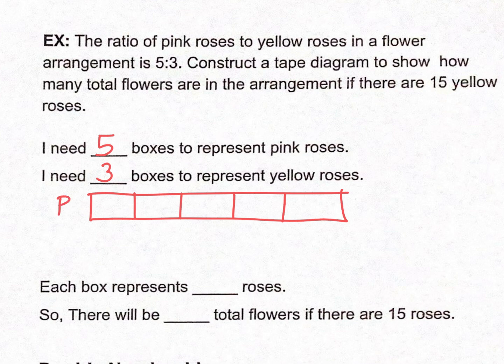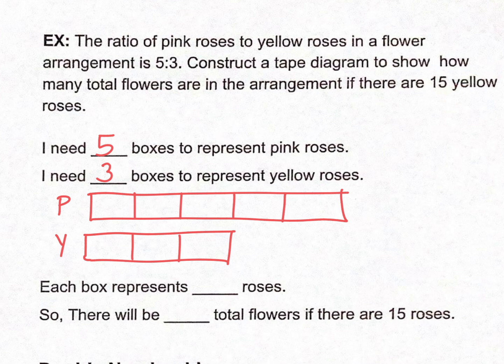And this is my pink. And I'm going to do the same thing for yellow, but I only need 3 of those. Okay. Each box, because it tells me in that second part of my example, it says I want to make a tape diagram to show how many total flowers are in the arrangement if there are 15 yellow roses. So I've only got 3 boxes because my ratio is saying 3 for yellow.